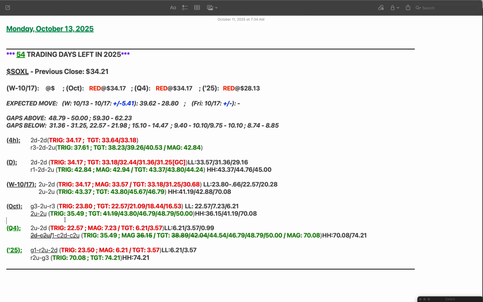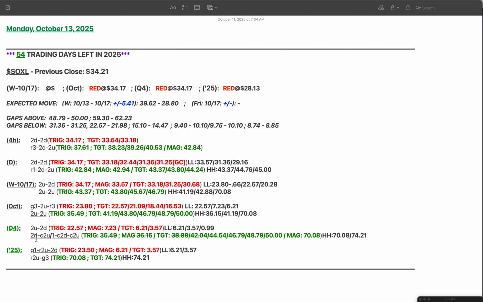these extended targets. Now, if the month happens to go red 3, right? If price goes all the way down to 23.80, that makes the month a red 3 or a bearish engulfing candle. At that point, we would have some extended targets of 22.57, 21.09, and so on. Hopefully we don't get to that point, but if we do, we're ready, right? We got triggers and targets.